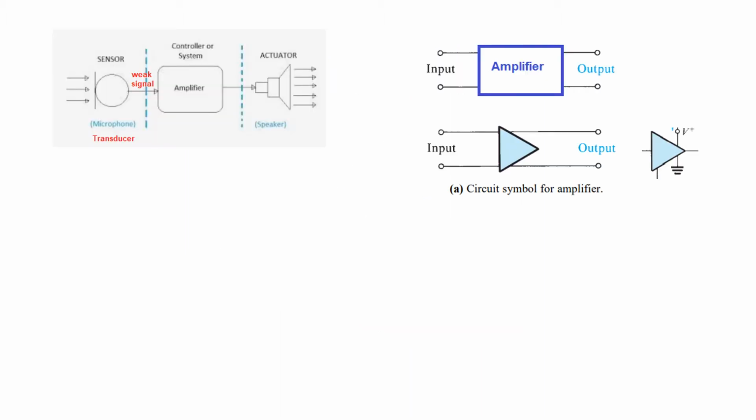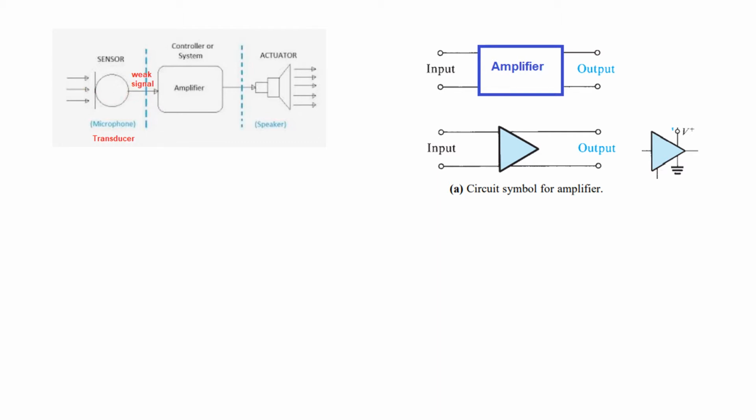Okay, now let's understand the basic concept of an amplifier. If you see this diagram, this is an amplifier. It is being fed by a signal from a microphone. Now the microphone is a transducer. Transducer means a device which converts a signal from one form to another. So the microphone is converting a voice signal into an electrical signal.